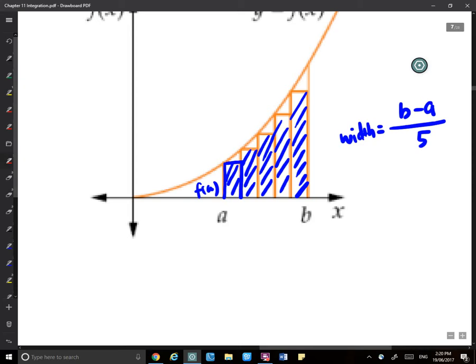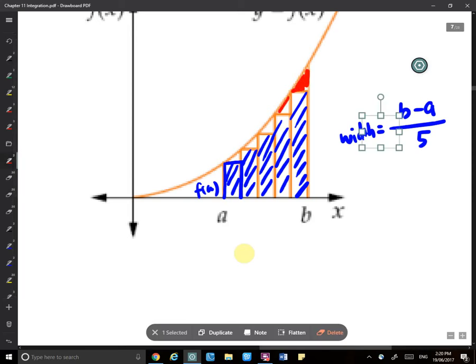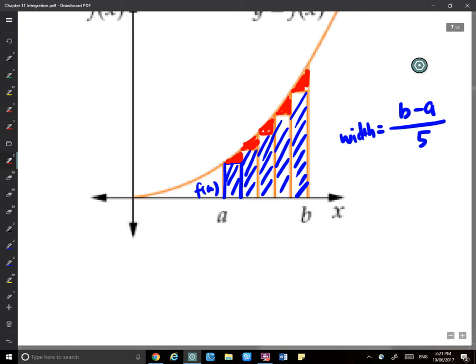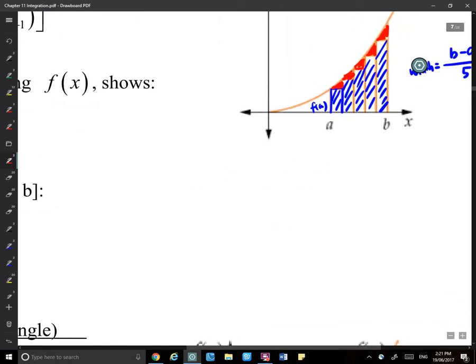So I'll shade in red. Those are the areas that haven't been taken into consideration, those triangle shapes. But if you have 10 rectangles, then the red area will reduce. You can sketch another graph and see the red area reduce. Then if I have 100 rectangles between A and B, you will have very, very little red area. It will reduce and reduce. That's the idea of estimating. So that's left-hand side.